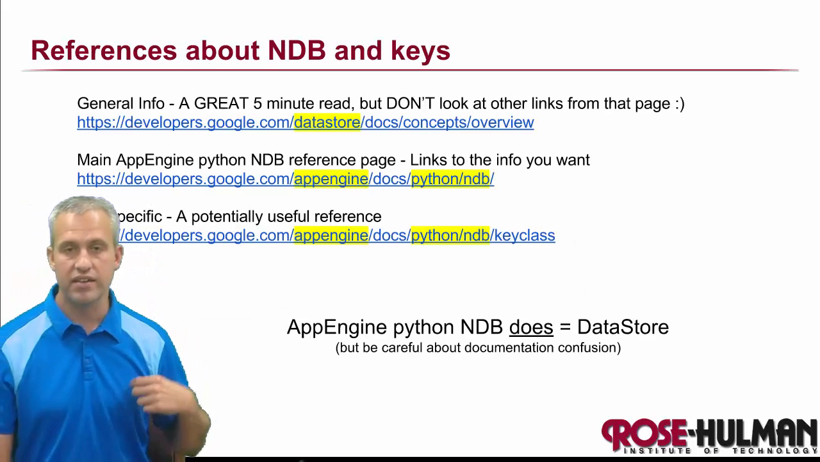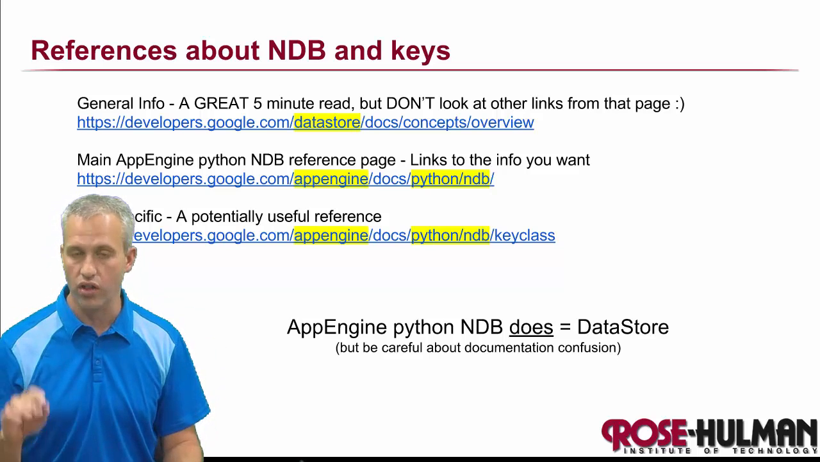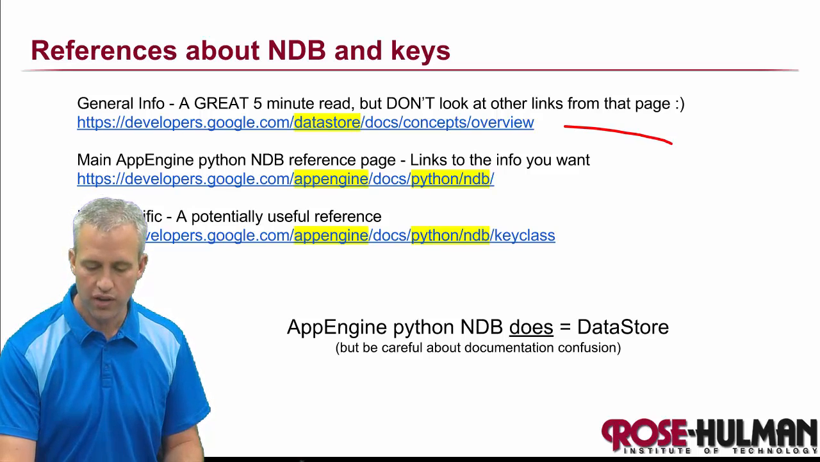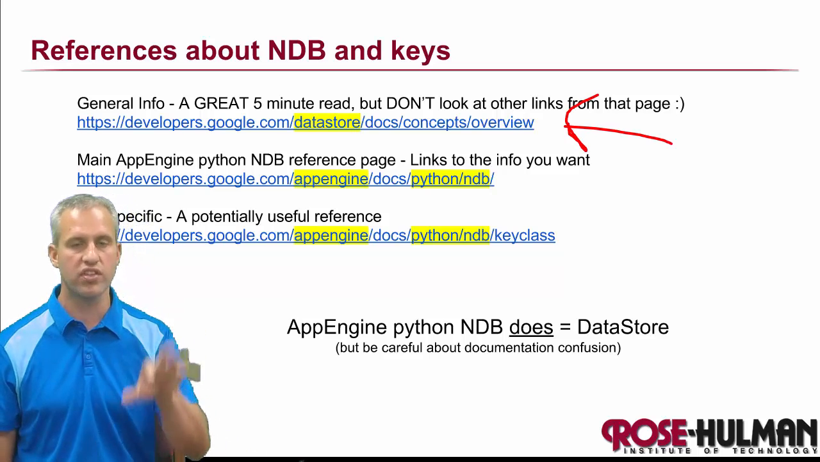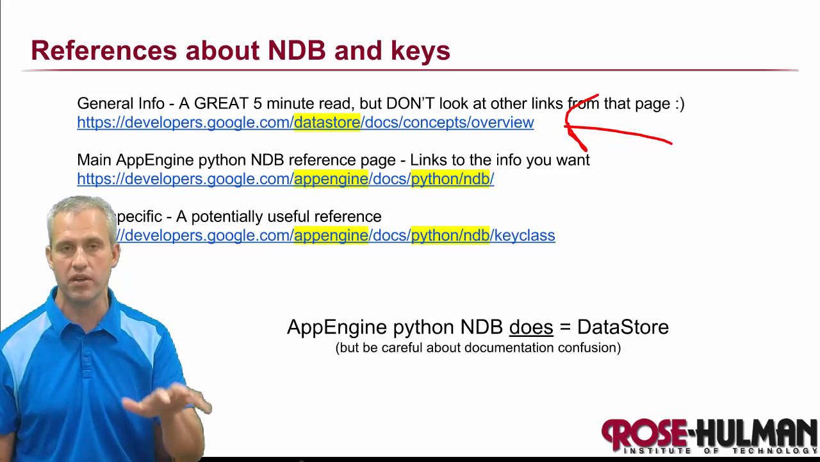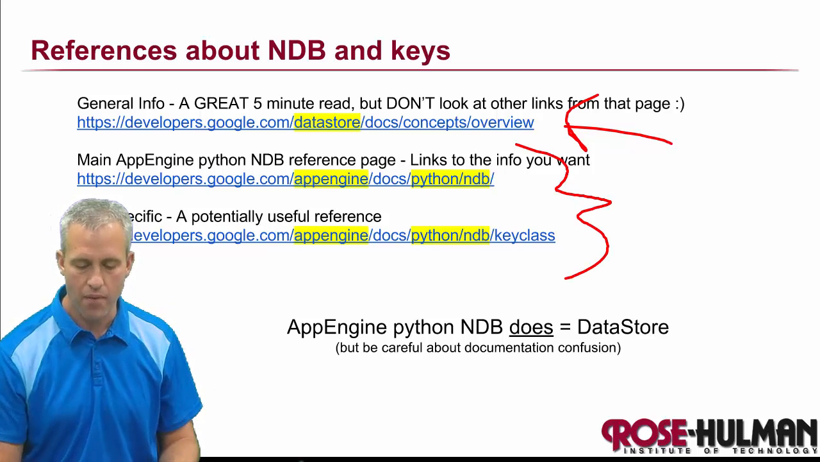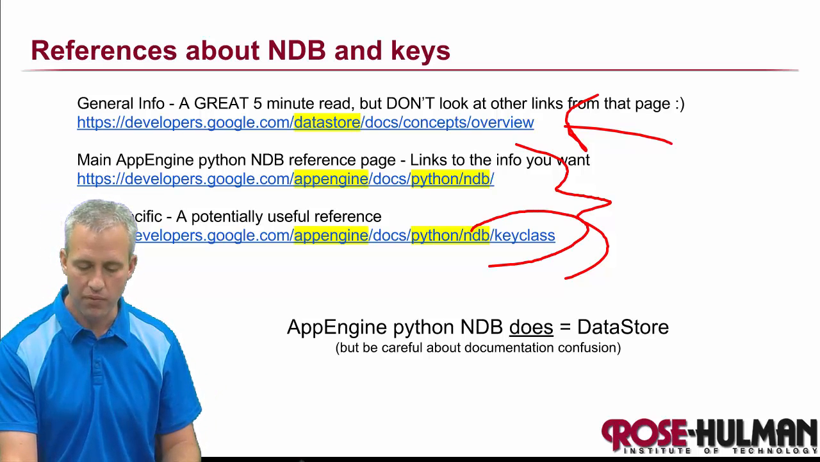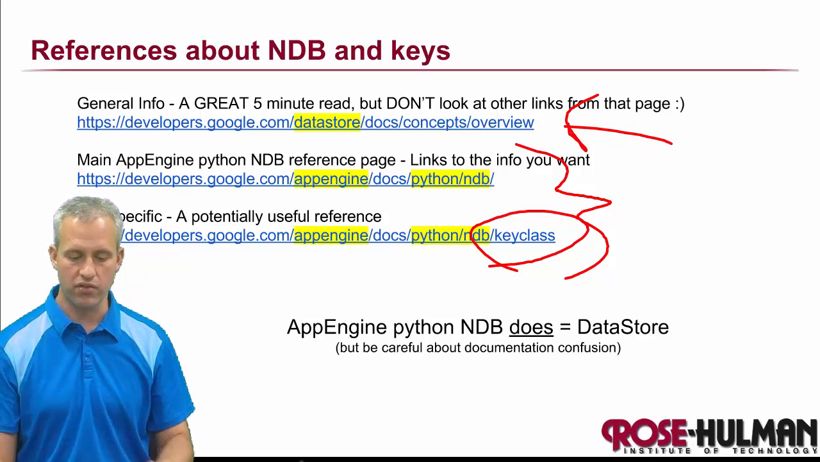If you wanted to go look up information, there are a lot of great Google Docs. I've got some links here. You should definitely just go read these things, right? So this first one, it'll take you 2 to 5 minutes to read it. It's just the concepts overview. It's the things you already know, but maybe it'll help cement them in your mind. And then if you wanted more information about NDB and NDB keys, this bottom link here is specifically about the key class.